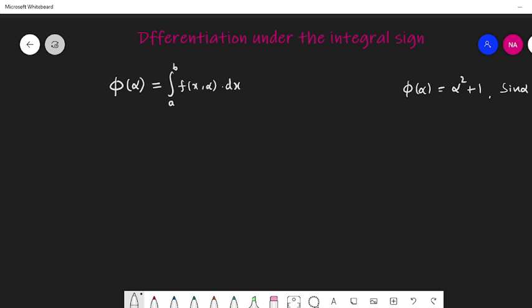Now how to find the derivative of such functions phi of alpha? For this we need to use Leibniz rule. Leibniz rule simply says... we are not going for any proof or any concepts that are beyond the scope of the syllabus. We just state the rule. We are not going to explain why that term is occurring. So we are not going for any other explanation. We are just stating the rule, and then using that rule we are going to solve problems.